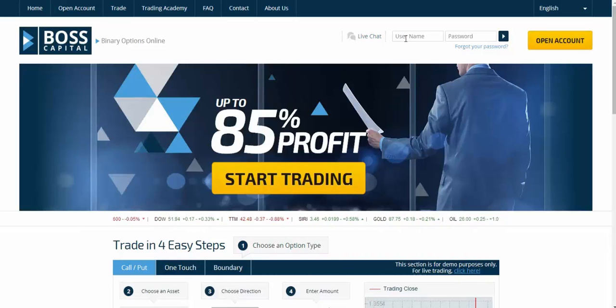Today we are going to take a look at the platform and all its features and go through how to make some trades. For starters, let's enter our information and log in. So we type in your username, then you type in your password, and then you're good to go.